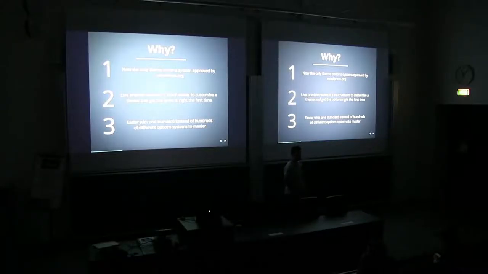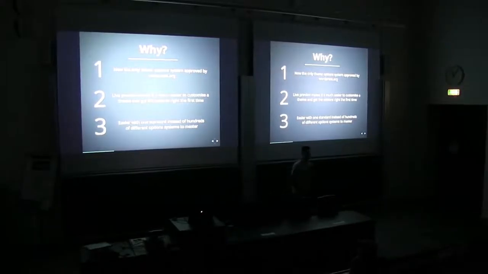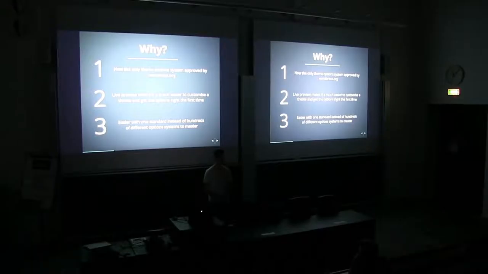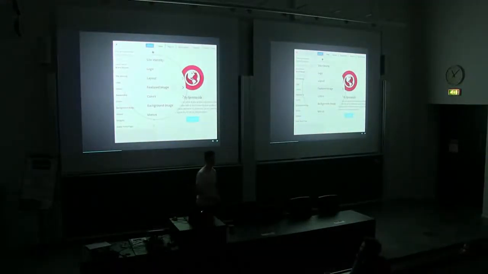It's also now the only option system approved by WordPress.org. So if you want to upload any themes to WordPress.org, you can't use the old theme options. You have to use Theme Customiser instead. And of course, the smart thing about this, as of user friendliness, is that all of us using themes don't have to get to know 100 different types of option systems. We know we can just use Appearance, Customize, and then we will pretty much know where to go.